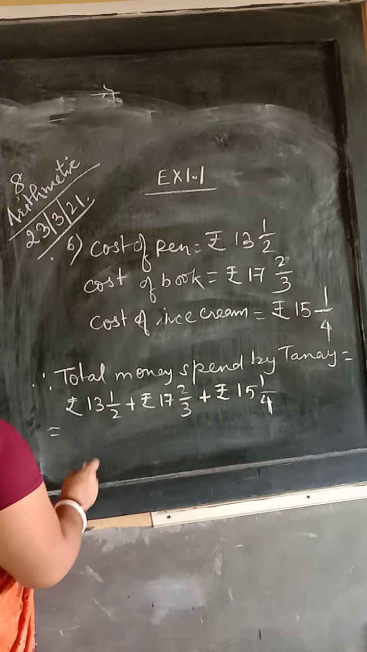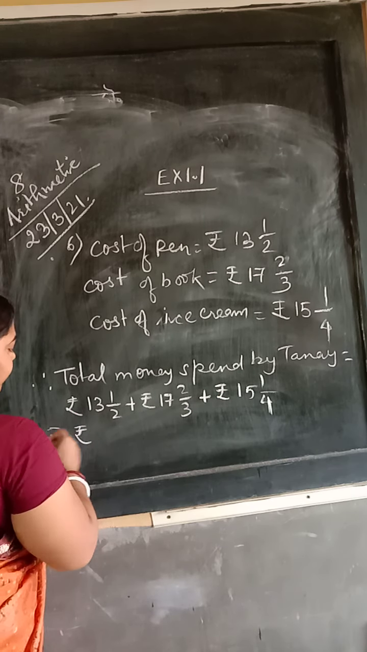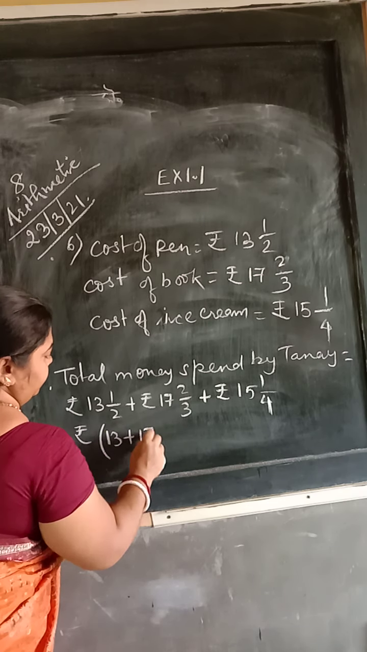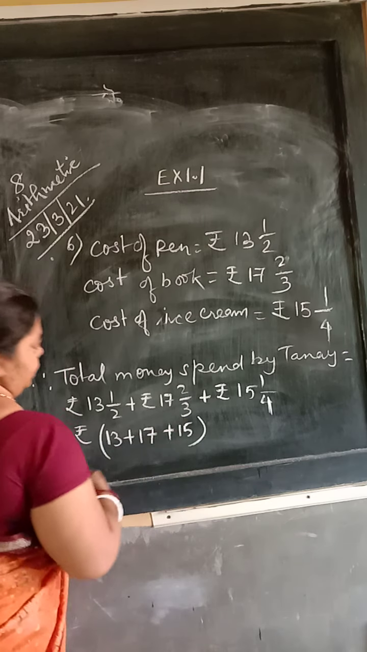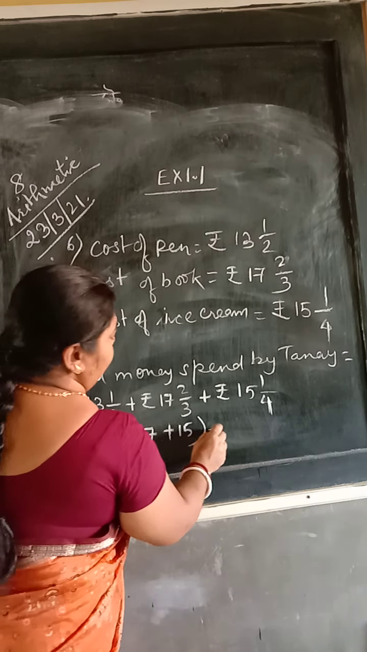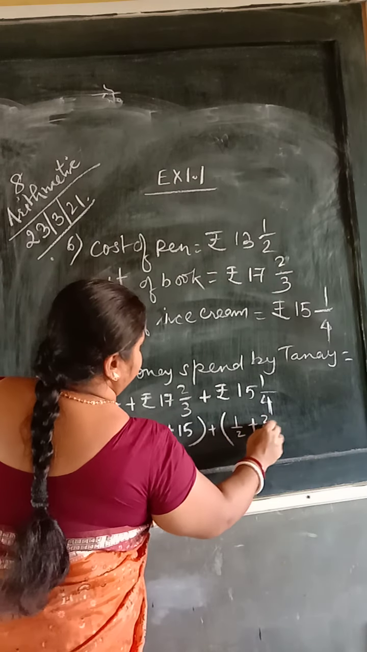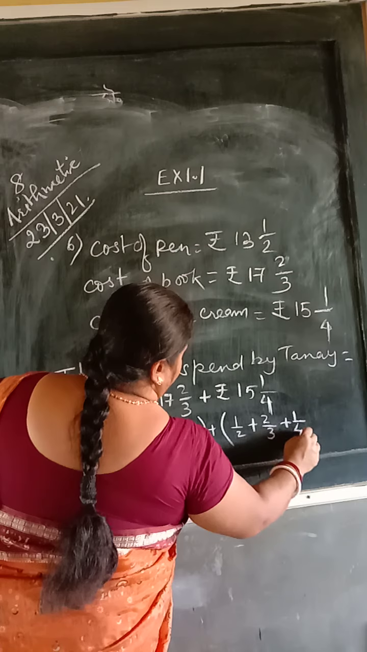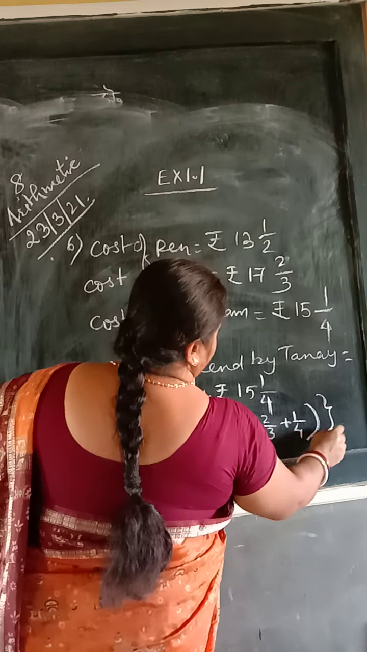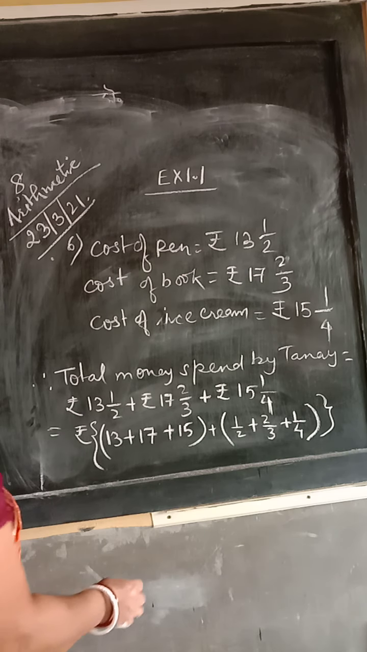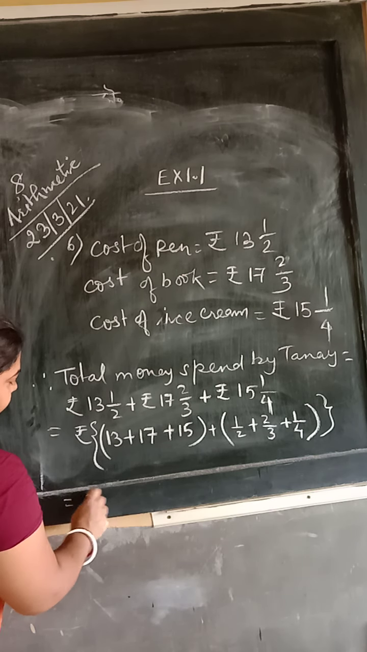Because here I will be using the thing that it will be useful for you also. I will be adding all the integral parts together, 13, 17 and 15, and I will be adding all the fractional parts together, that is 1 by 2, 2 by 3 and 1 by 4, and then finally we can add it up all together. You can add it up while converting into improper fraction, but that will take time. This immediately you can answer it, you can add it immediately.